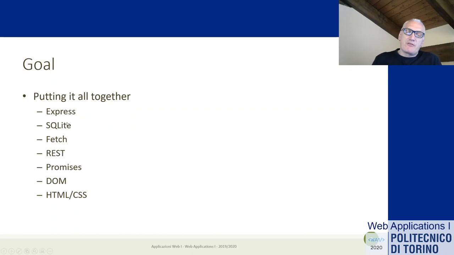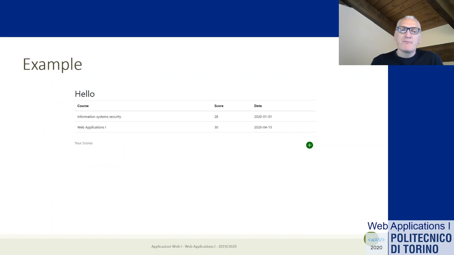So the first part of the exercise will be on the server side technology, and the second part will be on the client side, where we'll see of course the interaction with the DOM and the HTML, and also the fetch for interacting with that. And in both parts we'll try to exploit the promises to have a cleaner code and exploit the asynchronicity of the behavior. So what is the kind of application we are trying to build?